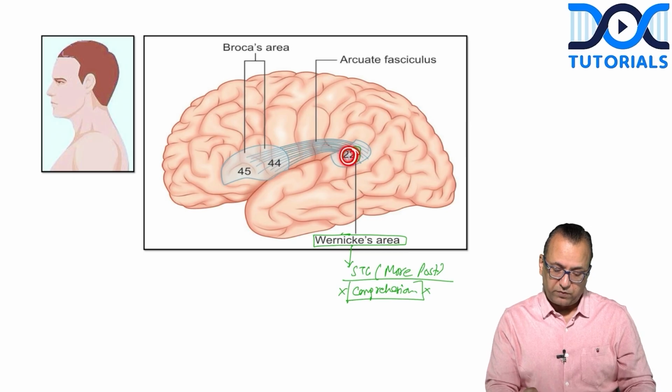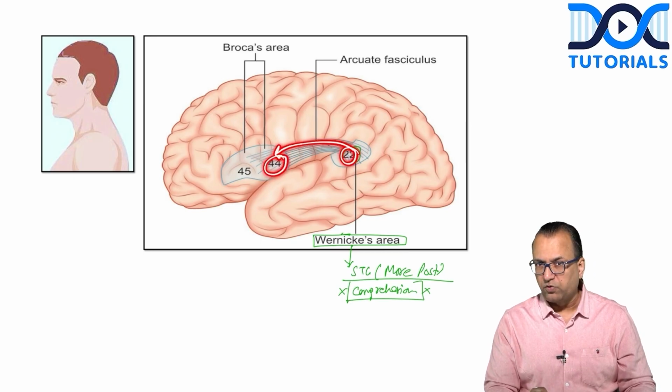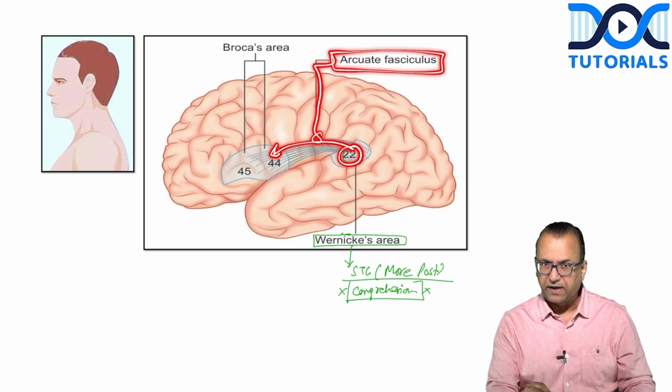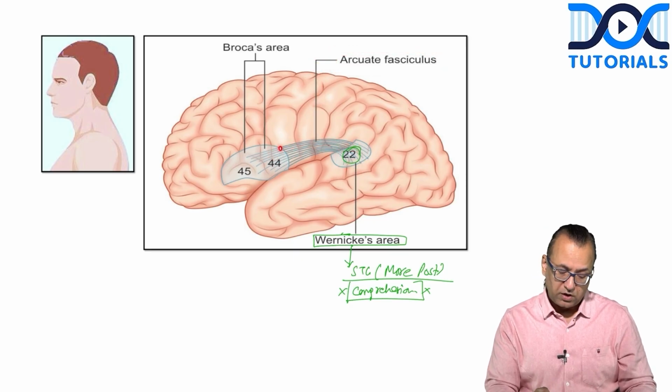Normally, this area number 22 will be communicating with area number 44. 22 into 2 is 44. You can remember like that. So, how the axons go from 22 to 44: the arcuate fascicle will be connecting 22 with 44, or 44 45, which is now inferior frontal gyrus.